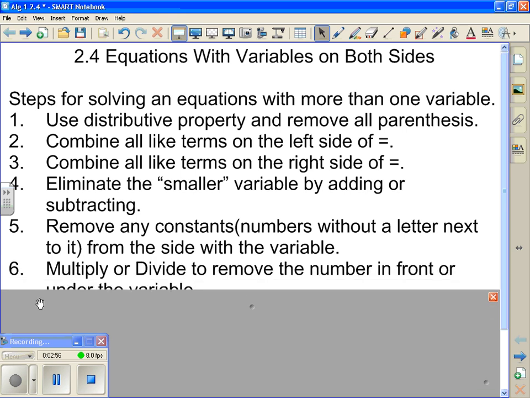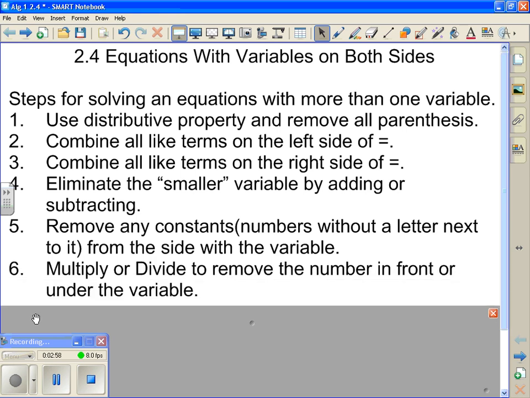And the sixth and final step is to multiply or divide to remove the number in front of or under the variable. And that's usually your last step, to multiply or divide.